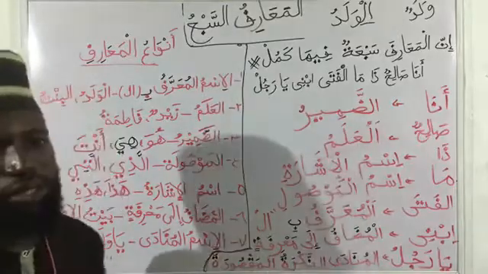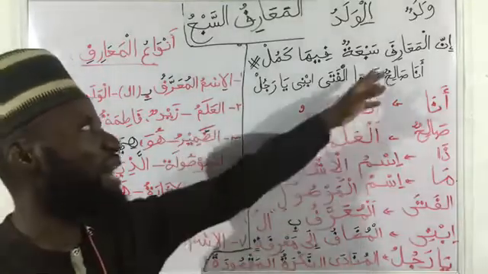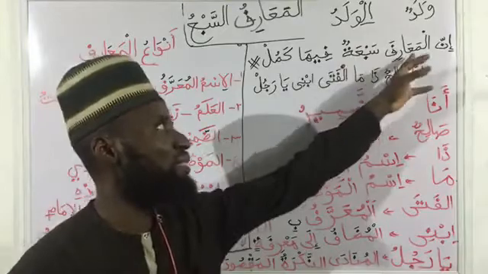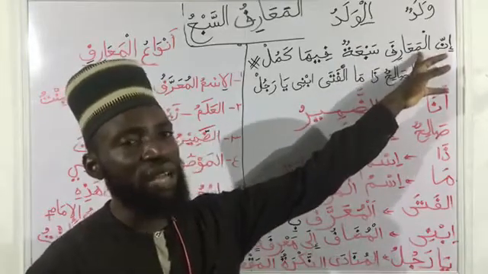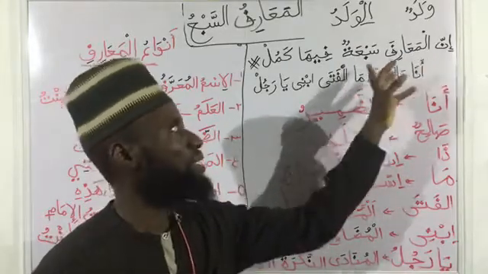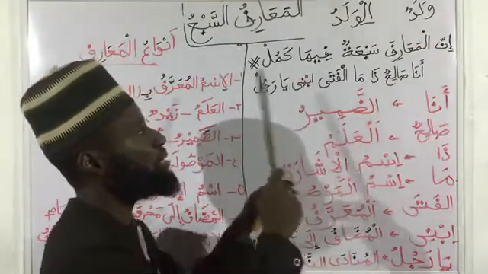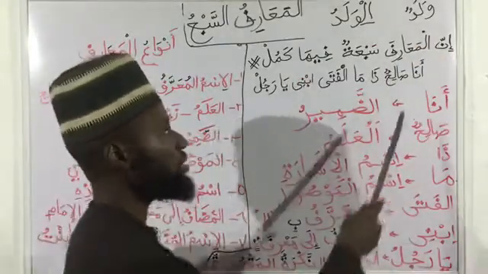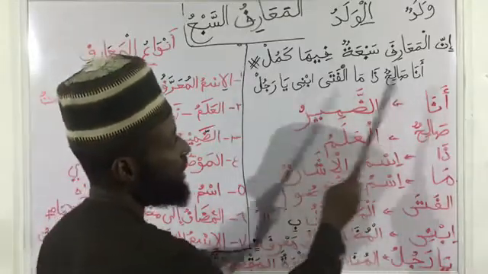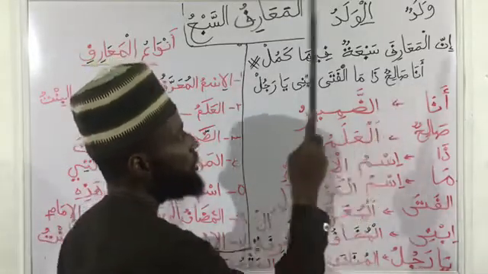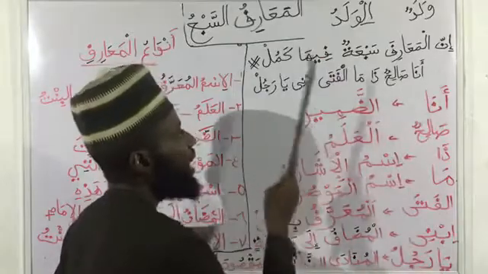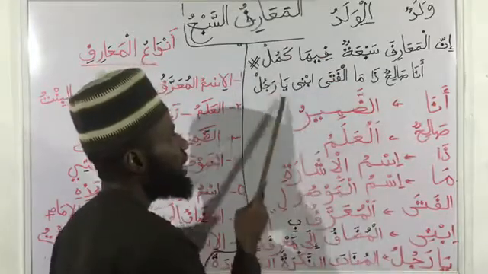So that is the meaning of the song. He said innal ma'arifa sab'atun, that is, the definite nouns are seven in number. Fiha kamul, with it is complete. He now said ana salihun, he is giving an example of them. Ana salihun dha ma al-fata ibni ya rajul.